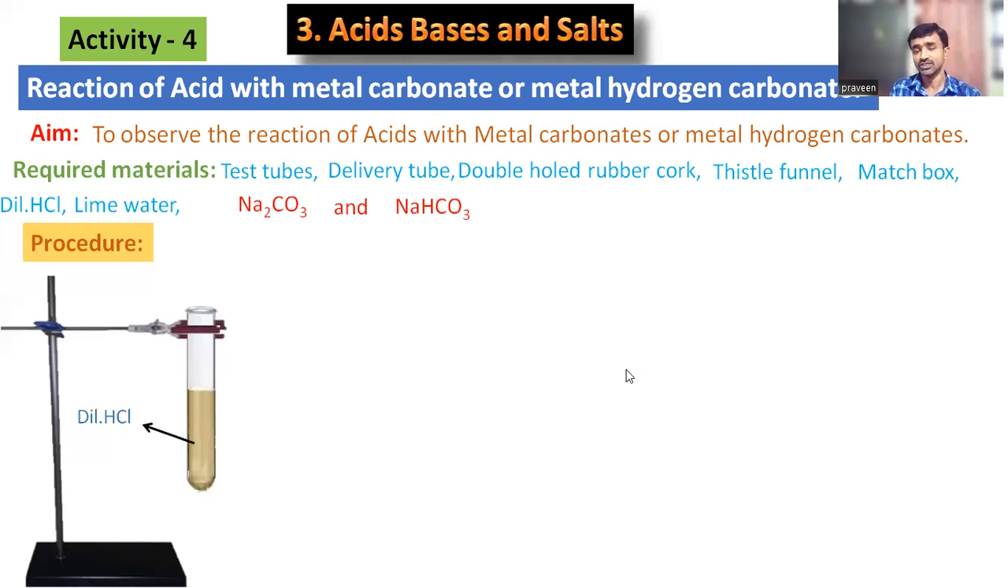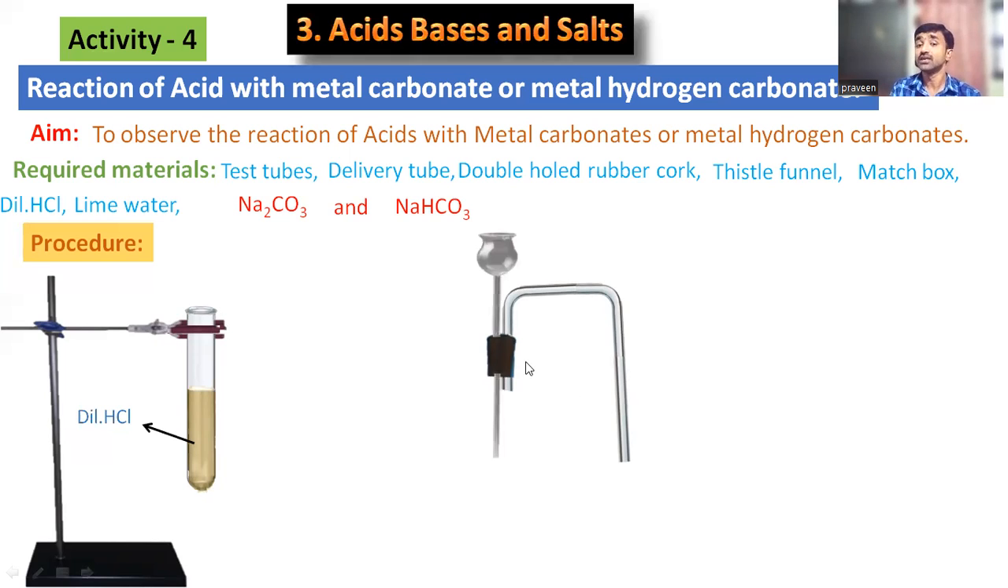After filling that, you need to place a double holed rubber cork, arranging the delivery tube and the thistle funnel. So the double holed rubber cork has two holes. Then it is fixed with the delivery tube to pass the released gas through it. Then I'm fixing the thistle funnel. So this is the thistle funnel here.